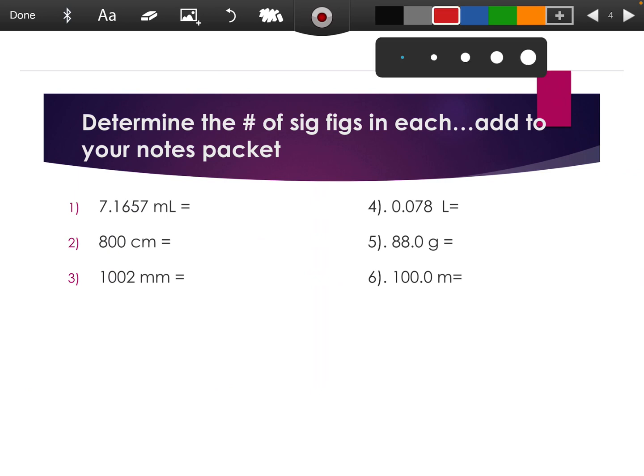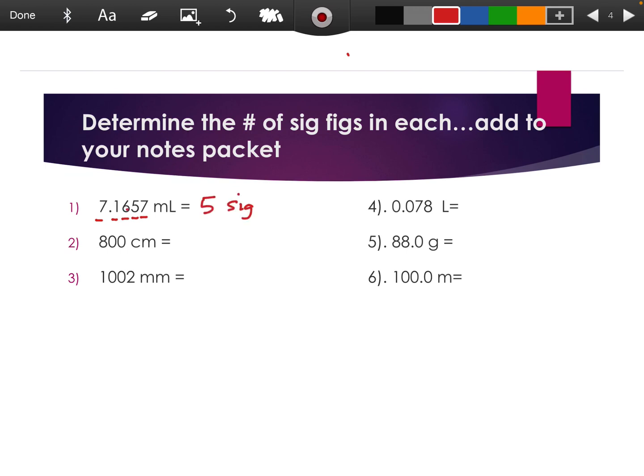All right, here we go with the answers. Number 1, 7.1657, none of those are zeros, so they would all count as significant. So this number would have 5 significant figures.